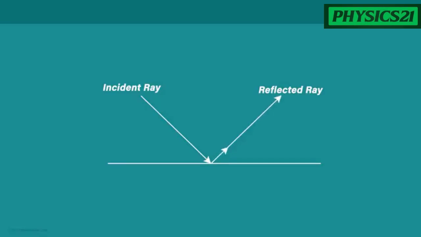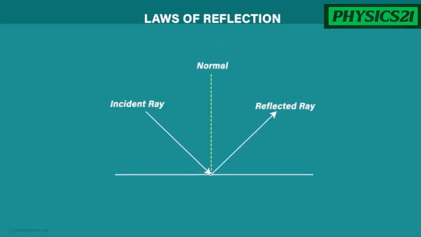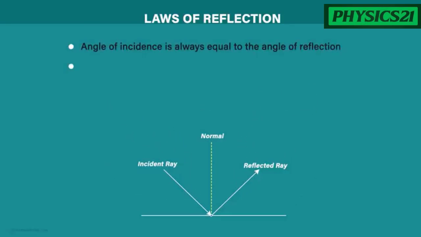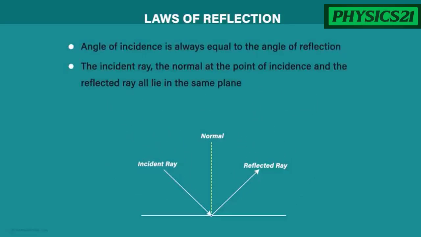Why only in this direction? Why not here or here? This is because rays of light obey certain laws of reflection when they strike any surface. Draw a perpendicular to the surface at the point of incidence. This line is also called normal. Here are the two laws of reflection that any light ray obeys.